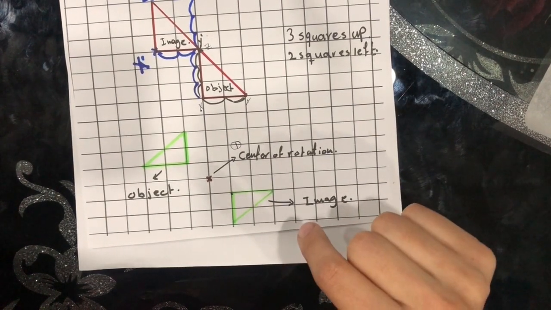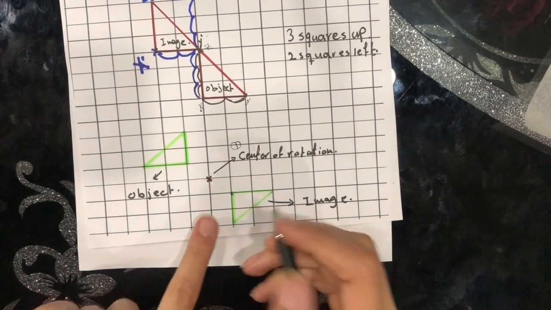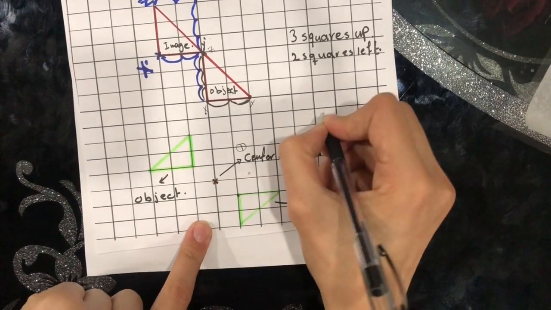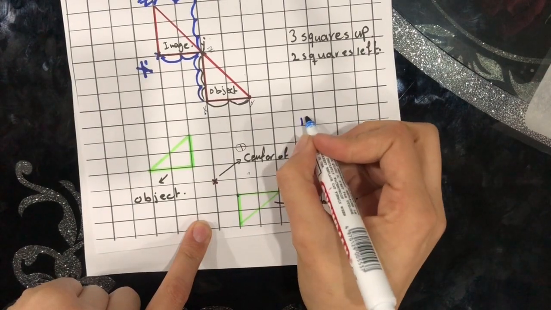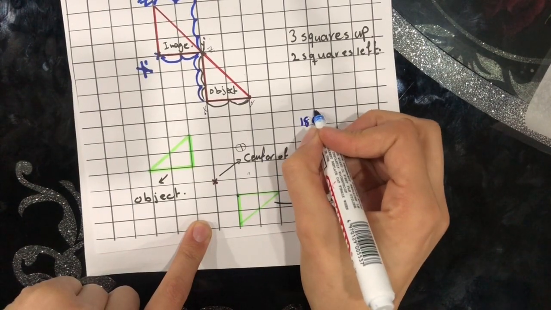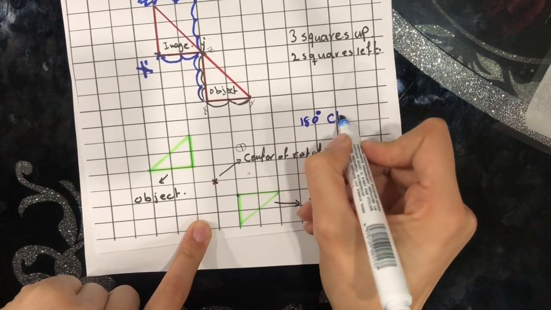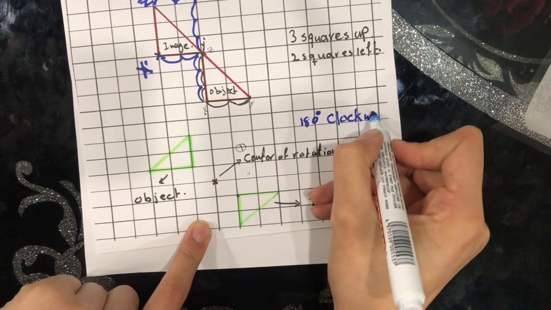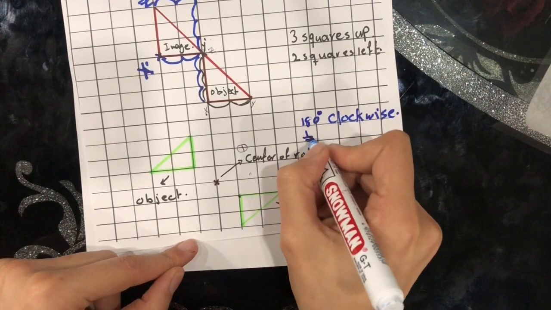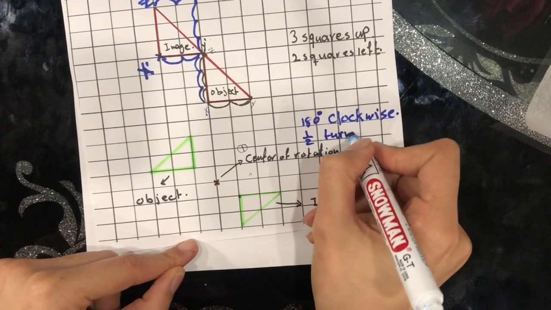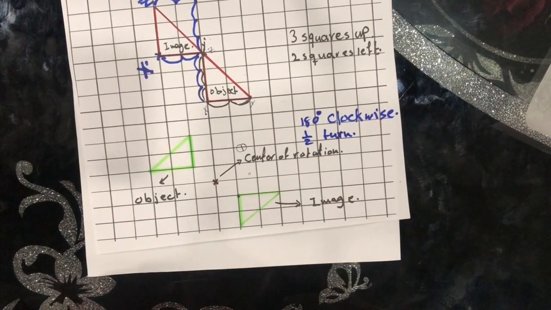Now for this rotation, we are rotating 180 degrees clockwise. Or we can say we are rotating half a turn. A turn is a circle, so half a turn is half a circle.